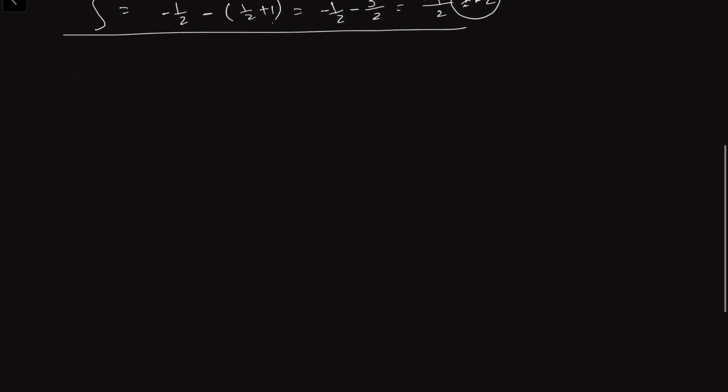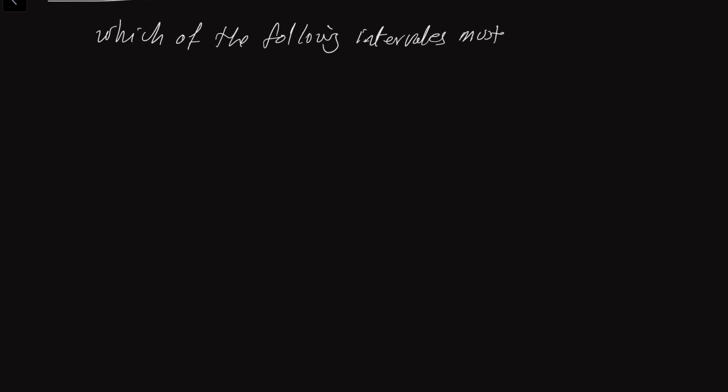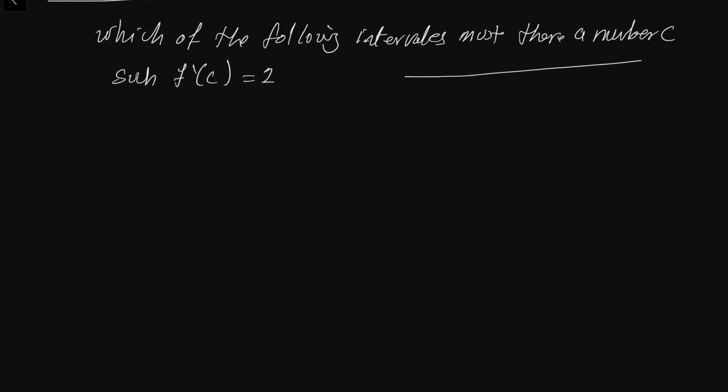Okay, great. Let's have another problem. Next problem is to say which of the following interval must there be a number c such that f dash of c equal to 2. And then we have a table of intervals here.